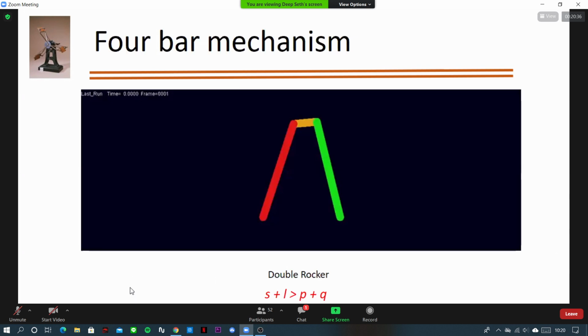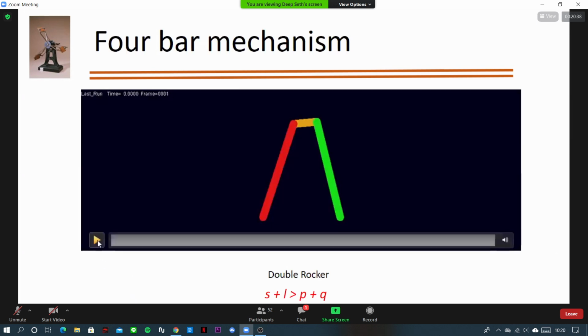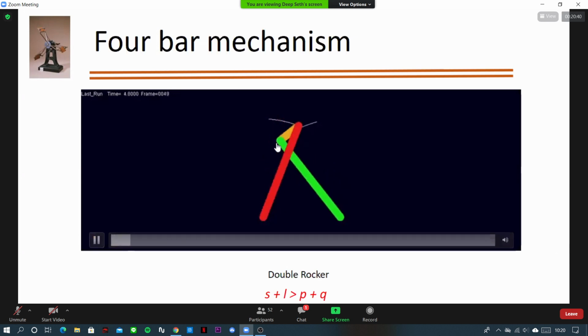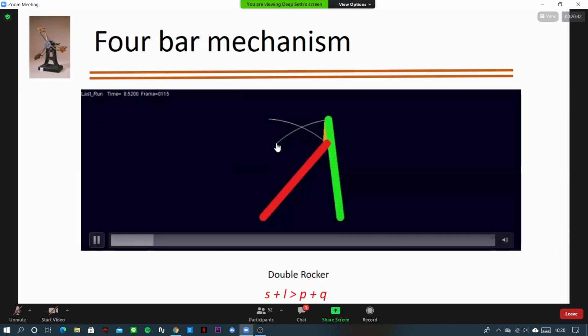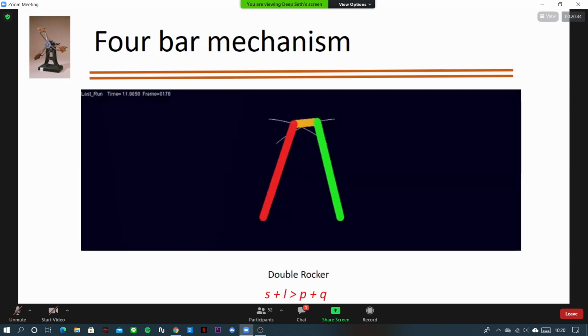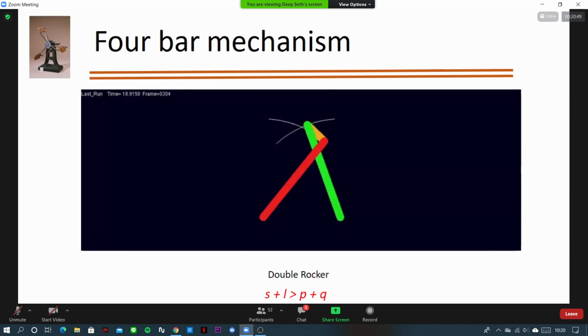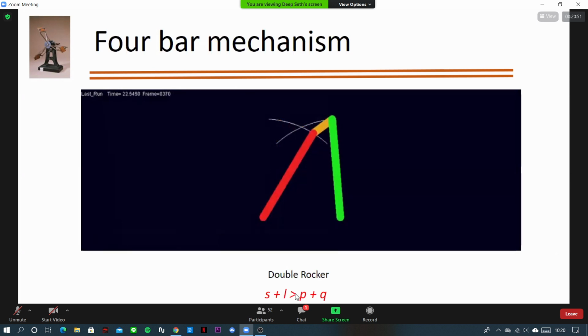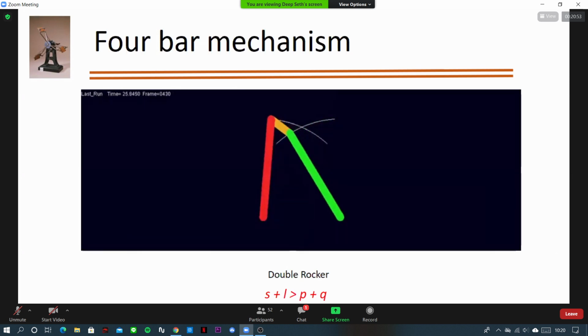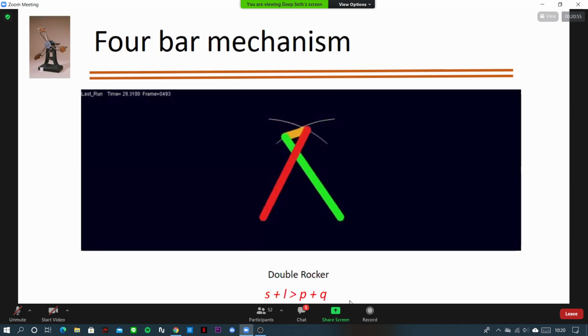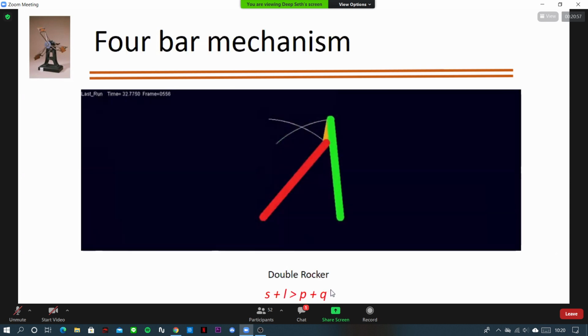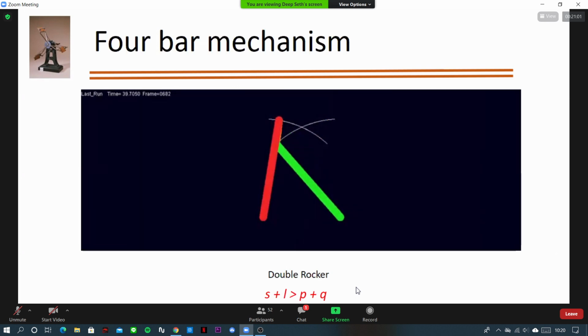Then we will see the double rocker mechanism, but you will see that you are not getting any full rotation over here, and the shortest plus longest length is actually larger than P plus Q. That's why you are not having full rotation.